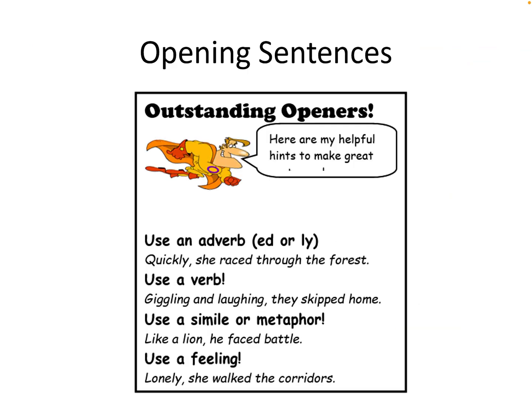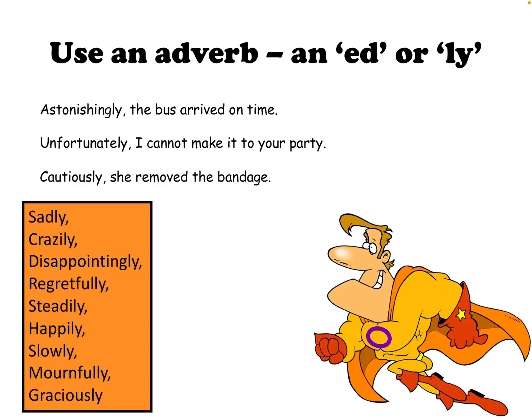So we're going to learn how to open our sentences with an adverb. The next one's going to be opened with a verb. The next one's going to be opened with a simile or a metaphor. And the next one's going to be opened with a feeling. So remember, an adverb is describing how we're doing something. Okay?